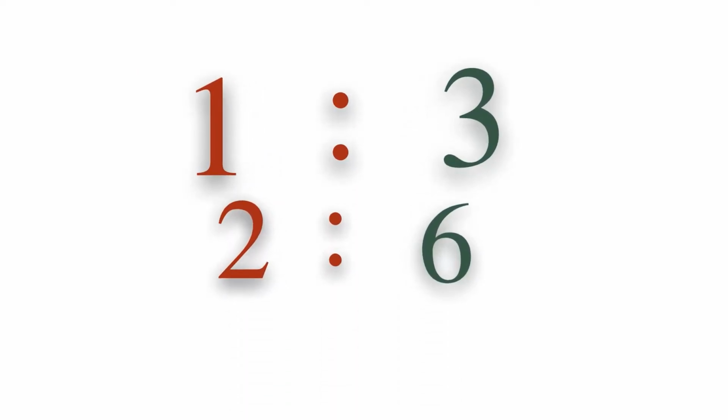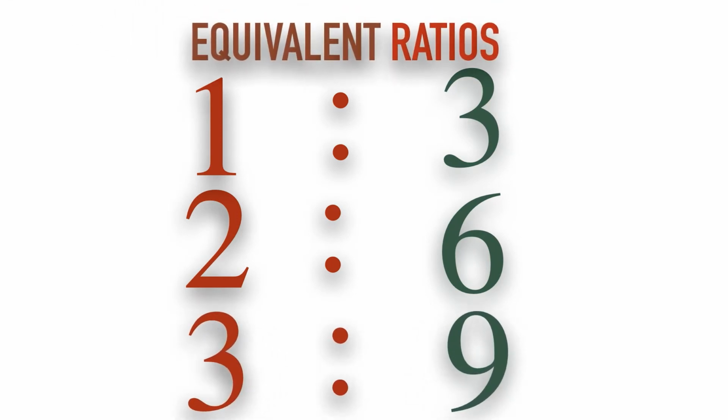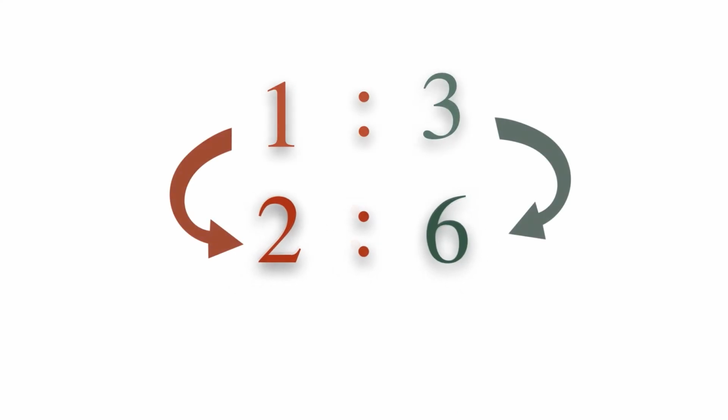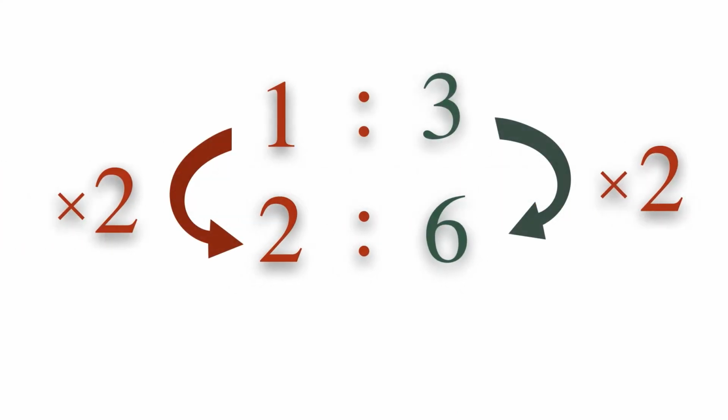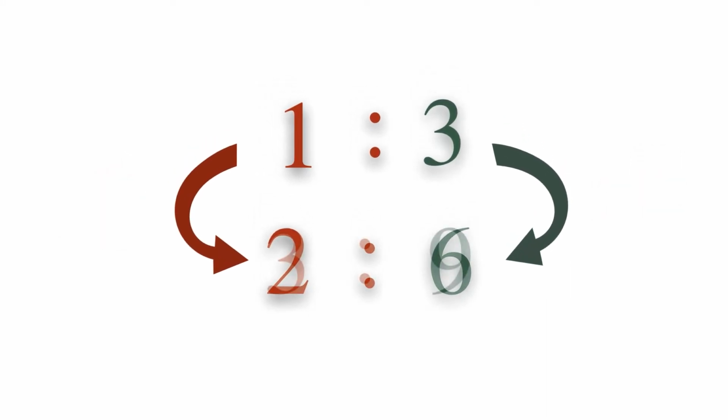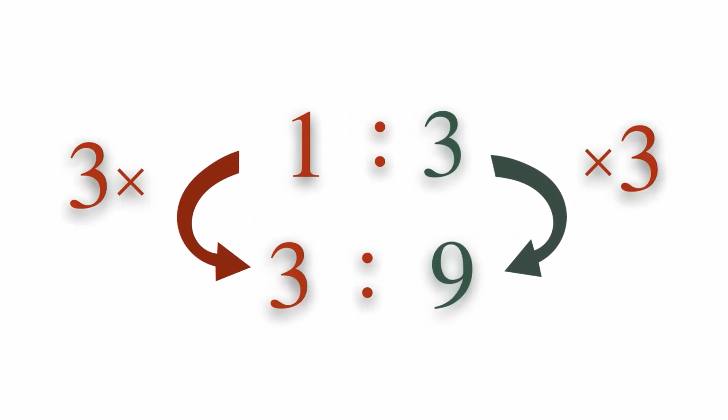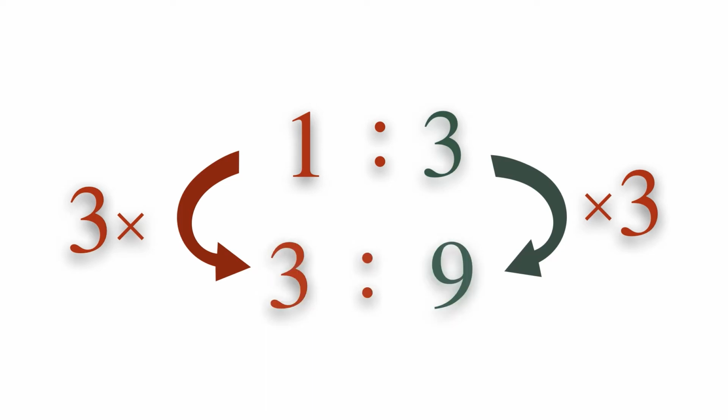1 to 3, 2 to 6, 3 to 9, or any other multiples of 1 to 3 are called equivalent ratios, as they are just different forms of the same ratio, comparing the same quantities. Notice that multiplying the ratio 1 to 3 by 2 gives the second ratio of 2 to 6. And multiplying the ratio 1 to 3 by 3 gives the third ratio, 3 to 9.